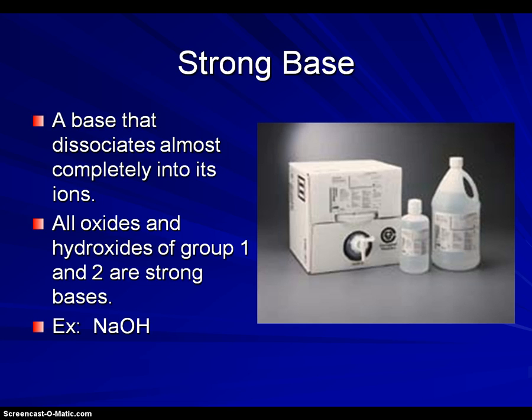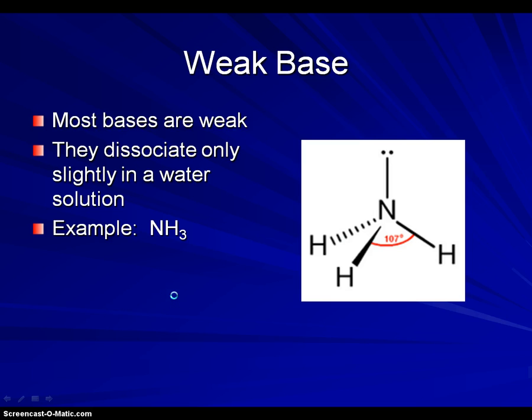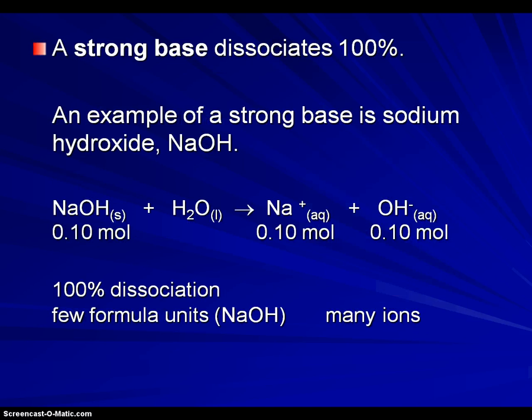Now, if we look at the strength of bases, it's very similar. A base that dissociates completely into its ions is considered a strong base, and this includes all oxides and hydroxides of group 1 and 2, like sodium hydroxide and magnesium hydroxide. These are considered strong bases. But a majority of bases are weak, so they dissociate only slightly in water, and an example would be ammonia.